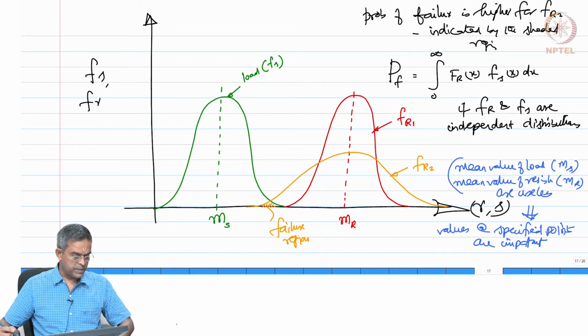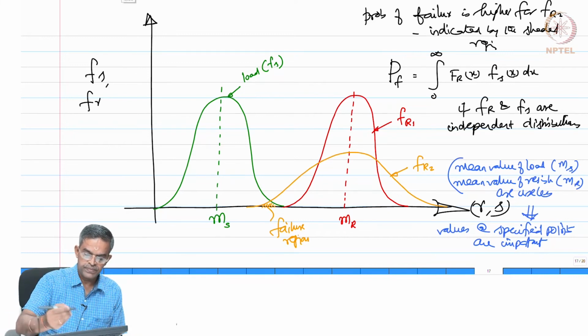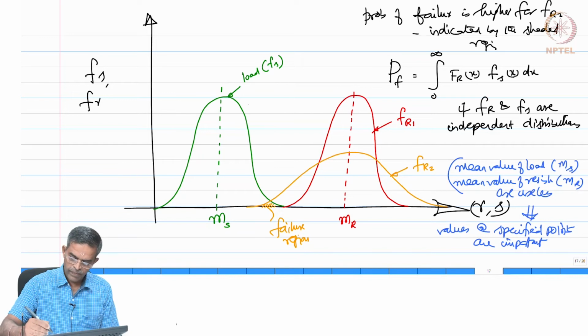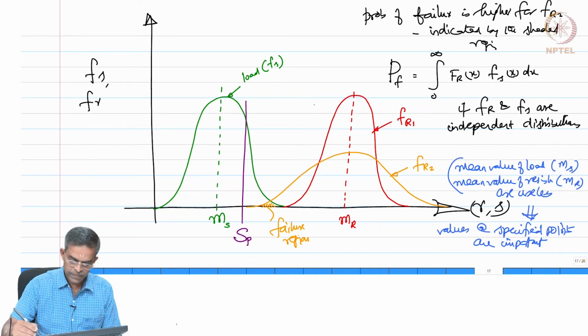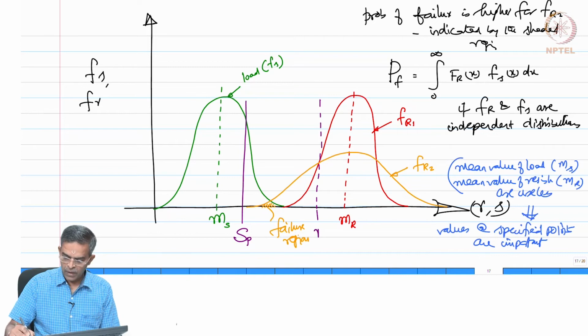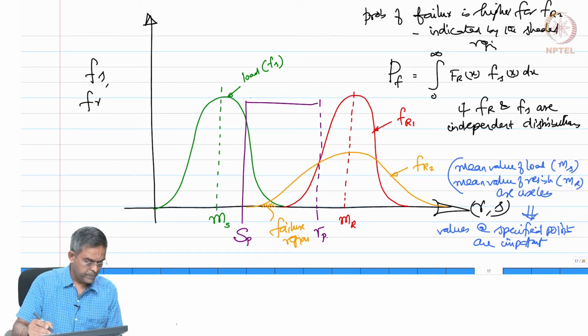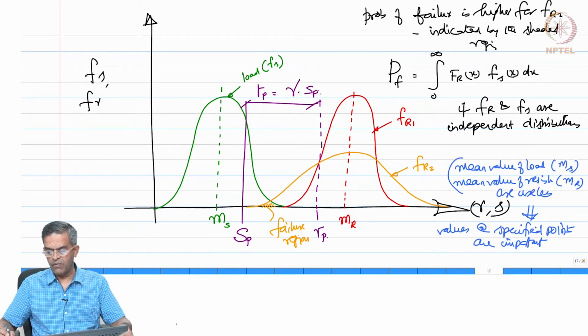We are looking for the specified points like I am marking here. One is I look for SP, then I look for RP, and I would say this gamma p is actually gamma times of SP. We will explain what these are.